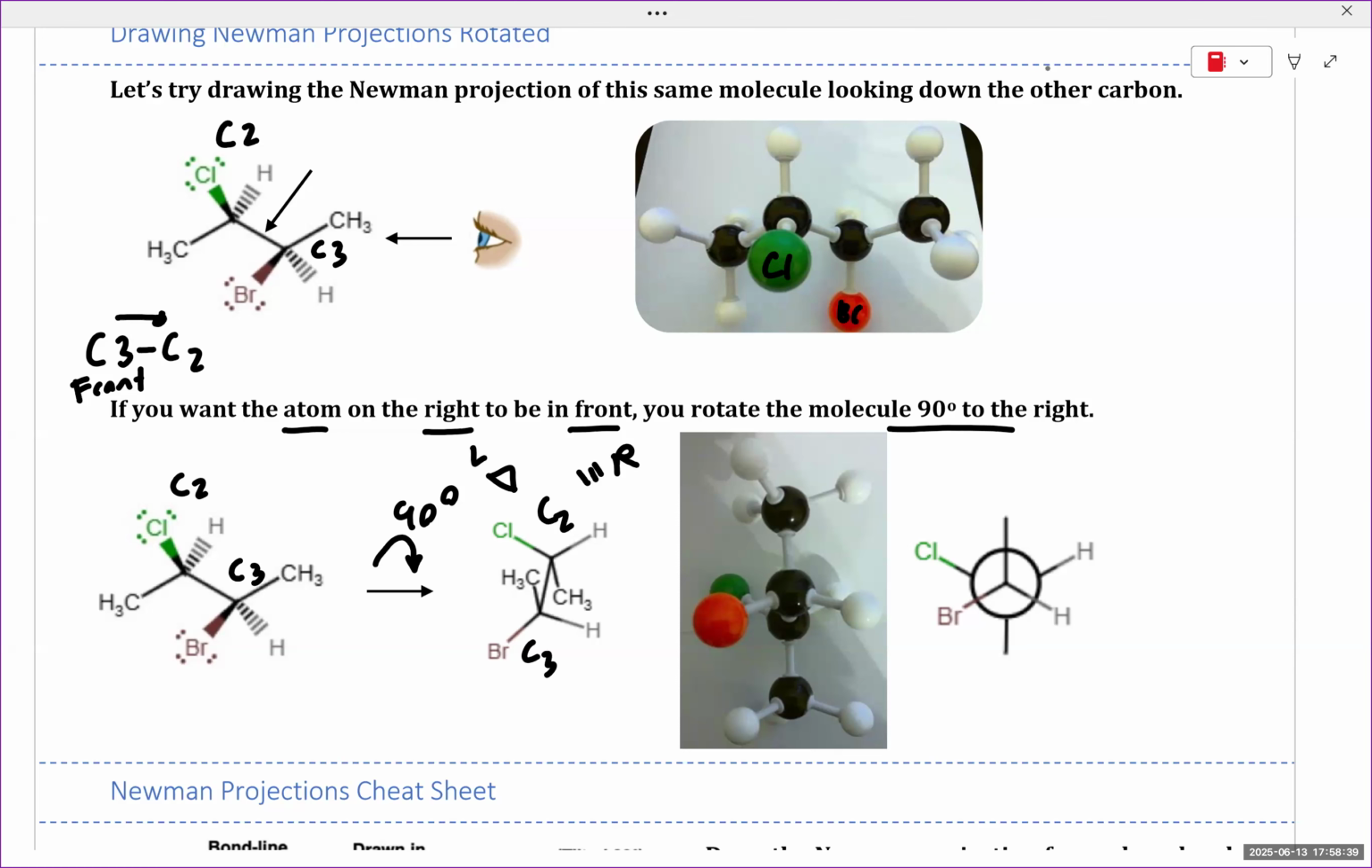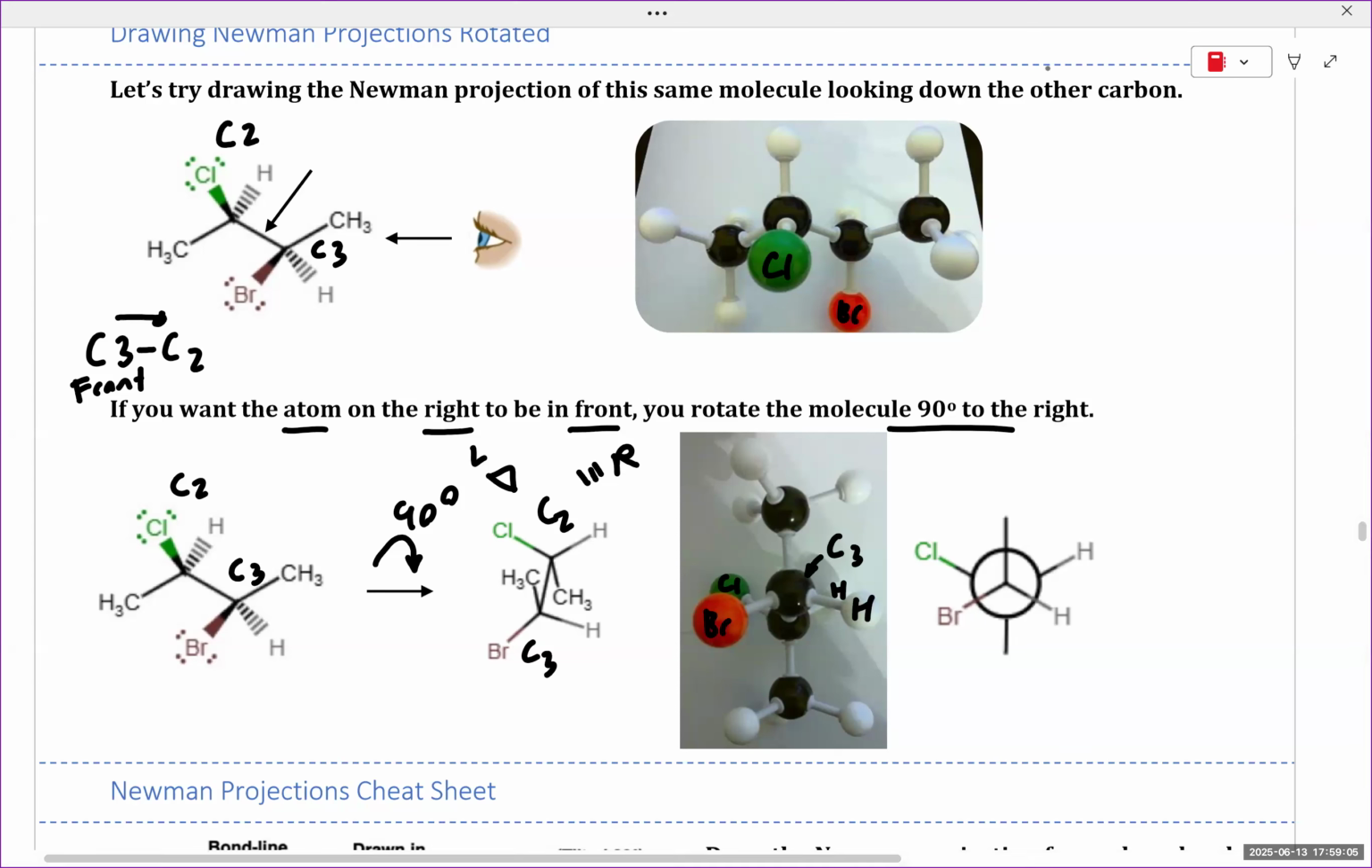It's very easy to visualize this rotation if you use a model kit. Here's what the model will look like after rotation. I would like you to compare to your own model kit. As you can see, the bromine and chlorine are on the left, the two hydrogens are on the right, carbon 3 is in front, and carbon 2 is in the back.